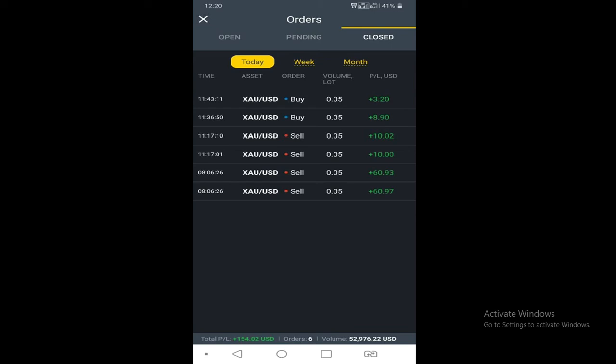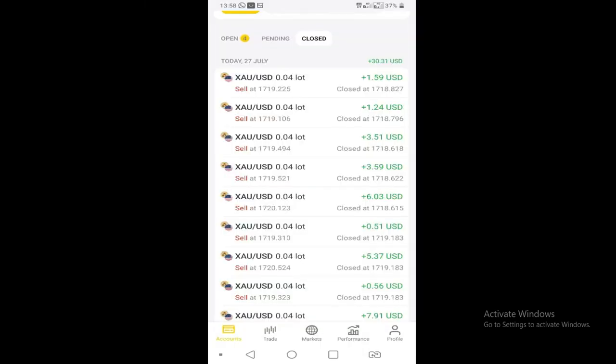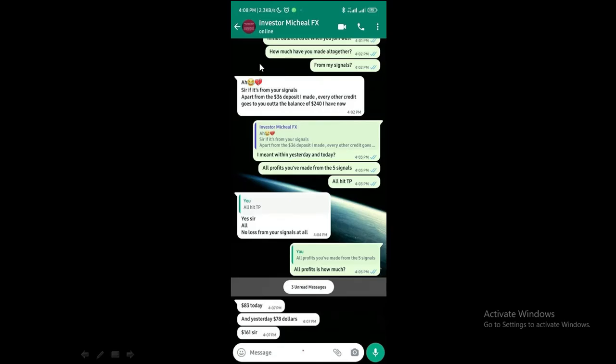US dollar. So this is another testimony from July 27. This person was able to make 30 US dollar, that's about 17,000 naira, in a single day on July 27, 2022. Then these are some testimonies from some of our members.